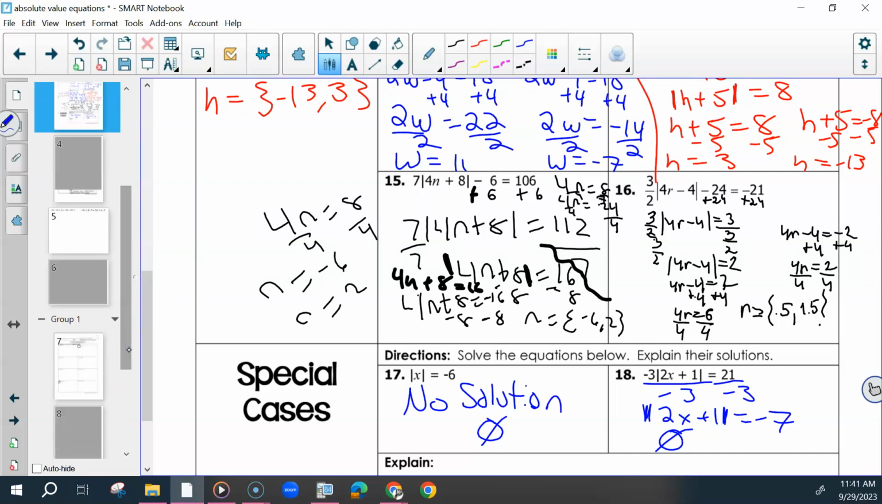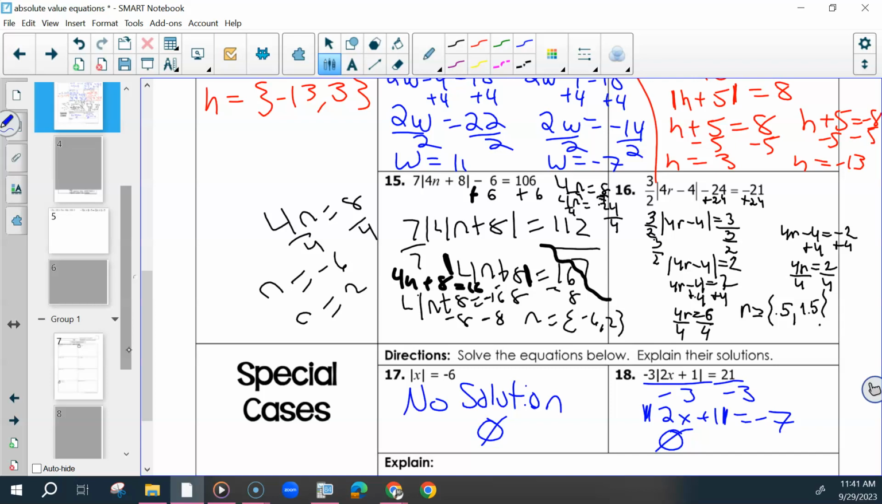So it's not isolated when there's no number outside. Correct. So if it was already a negative and it's already isolated, it's no solution. If it became a negative after you isolated it, it's no solution. Either way.